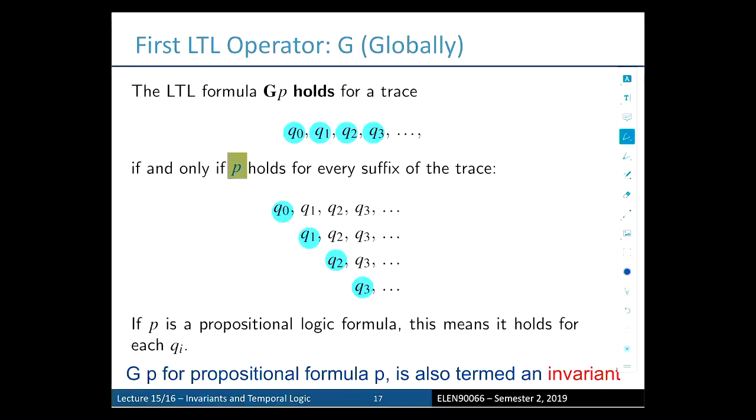Just an example, again, another way of seeing what these things mean: if I have some trace and I look at all the possible suffixes and they keep going, GP means P should hold for every single one of these suffixes. Based on our definition, we said P holds for a trace if it holds for the first element. So it should hold for each of these elements. In the original trace, it means it holds for every single element of the original trace.